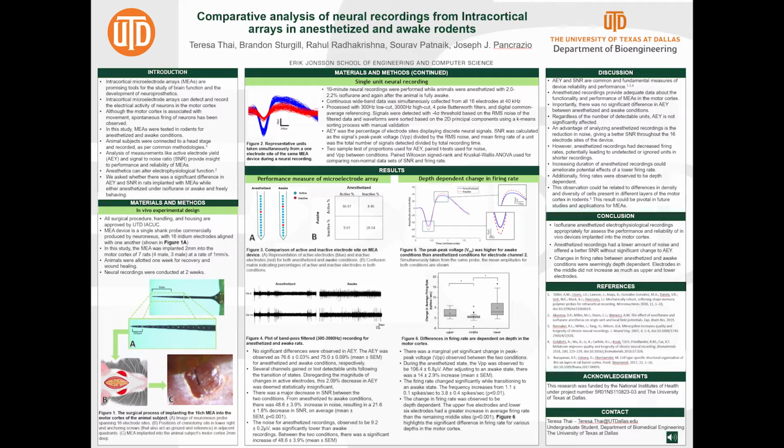After processing the data with the bandpass filter, signals were detected with a threshold of -4 times the root mean square of noise. Figure 2 showcases a representative unit from one electrode site during a neural recording. In this particular instance, there are 2 noticeable units that highlight the desired depolarizing and repolarizing waveform. Active electrode yield was defined as the percentage of electrodes displaying discrete neural signals, and signal-to-noise ratio was defined as the signal's peak-to-peak voltage divided by the RMS noise.